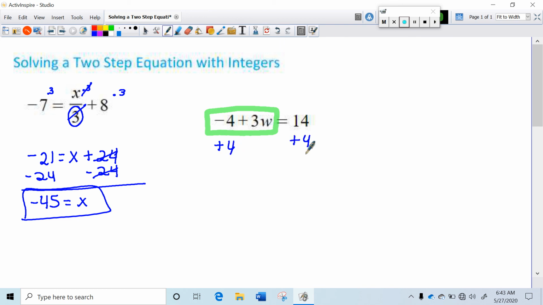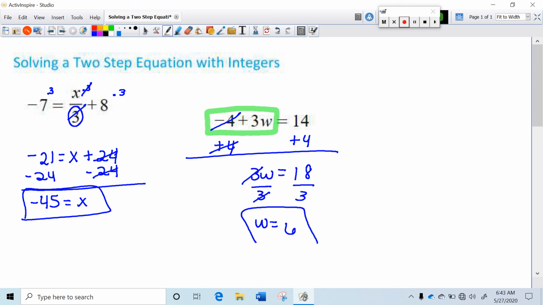So I'm going to add 4 to both sides. Opposites cancel. Bring down the 3w, bring down the equals. 14 plus 4 is 18. Now this is 3 times w, so the opposite of times is divide, so I divide both sides by everything that's stuck to w. So top cancels with bottom, and 18 divided by 3 is 6. So w equals 6.